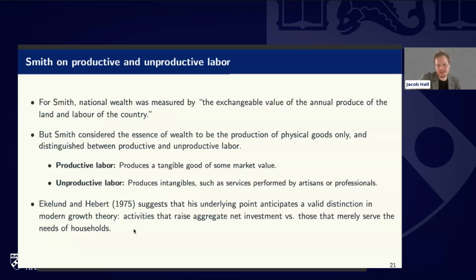Now, Eklund and Hebert in 1975, in some sense, try to save Smith on this, which I think is valiant, suggesting his underlying point anticipates a valid distinction in modern growth theory. There are activities that raise aggregate net investment versus those that merely serve the needs of households. So it's worth looking up Eklund and Hebert and reading what they're saying on this.